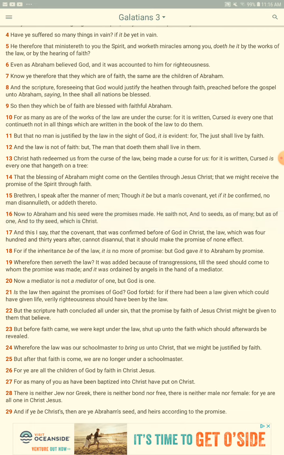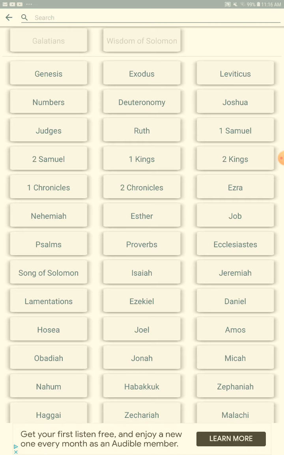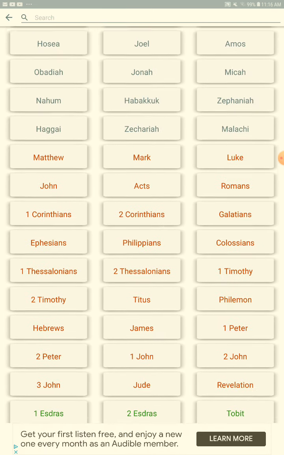Now to Abraham and his seed were the promises made. He said, not into seeds, as of many, but as of one, and to thy seed, which is Yahushua. So this is telling you that Yahushua was from the seed of Abraham. And only men have seed. That's the biggest thing you have to keep in remembrance, that women do not have seed.